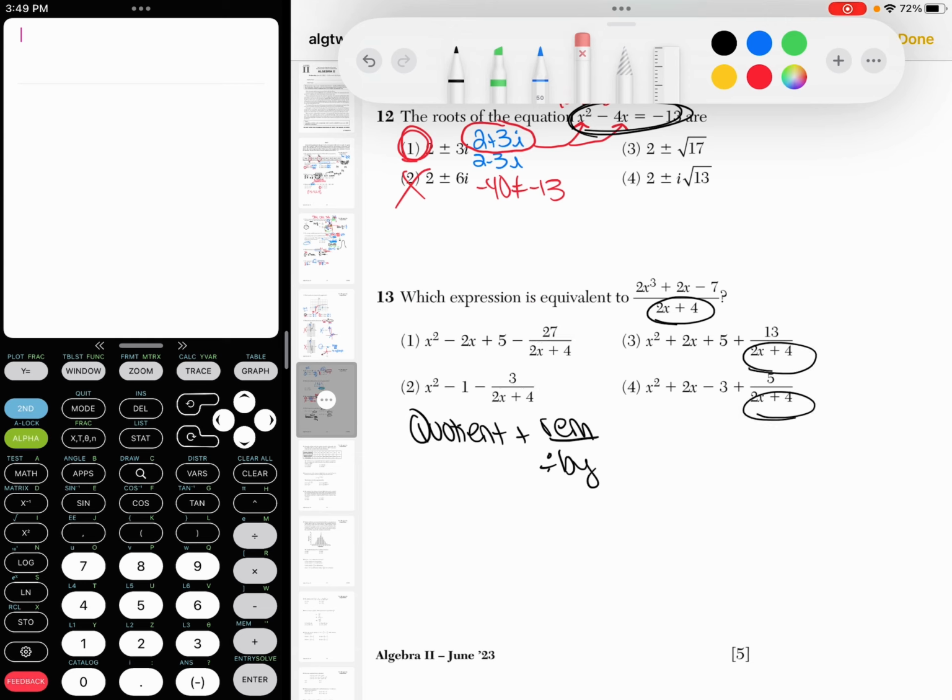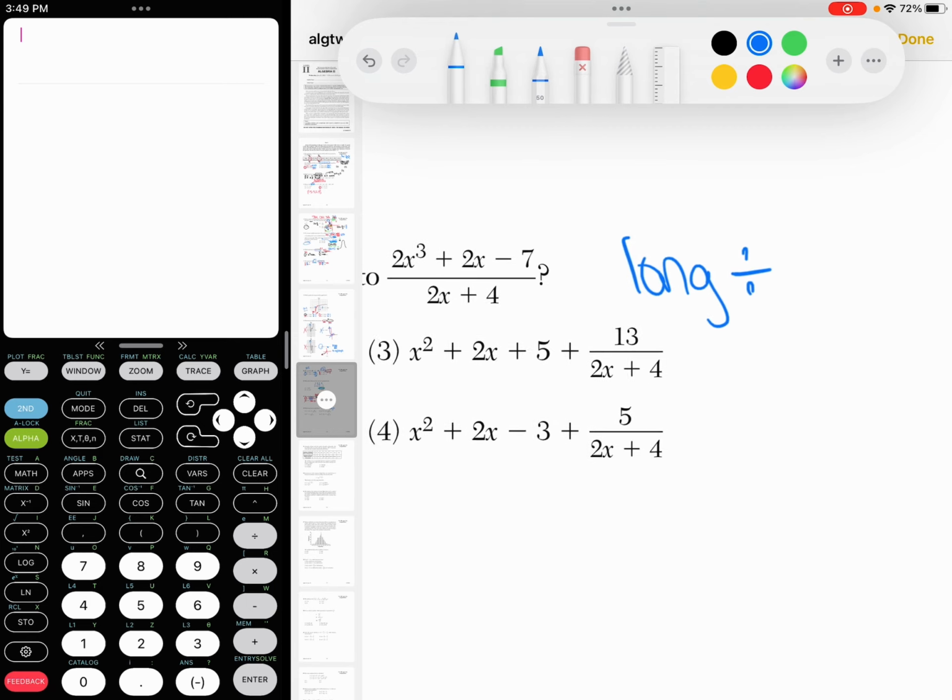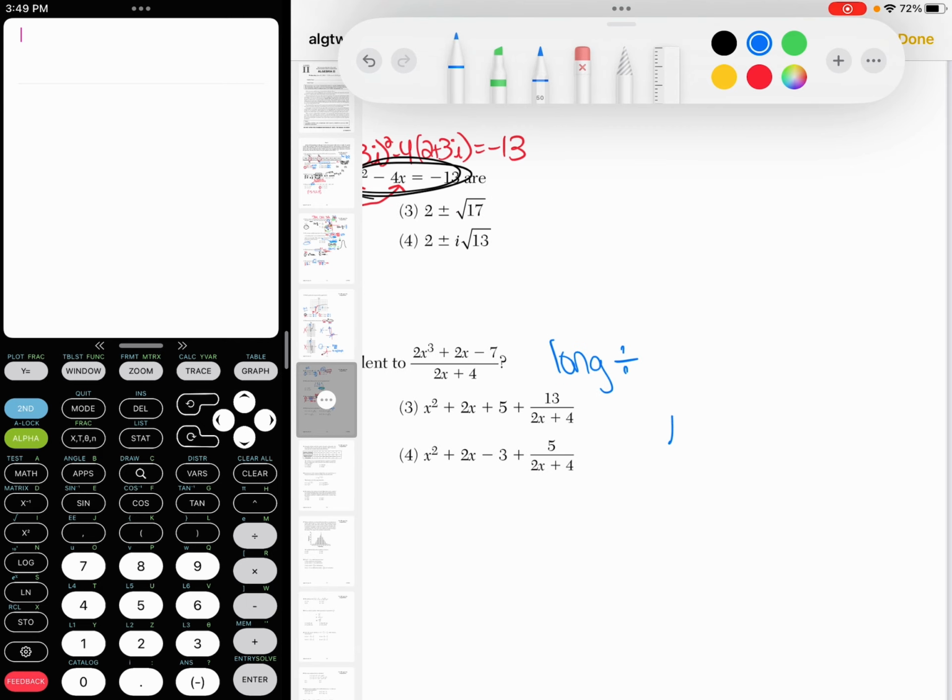Because it's in quotient remainder form, you have to think about what math we have done in the past that would put something in quotient remainder form, and that math is long division. So long division is the long way of doing this question. I am going to review it with you, and then we'll go over a couple of shortcuts. To do long division, the way you want to set this up is with your long division symbol. You put the 2x plus 4 on the outside, 2x to the third plus 2x minus 7 underneath.